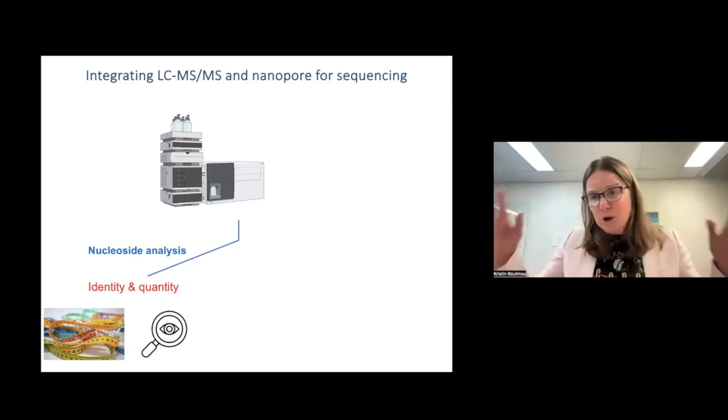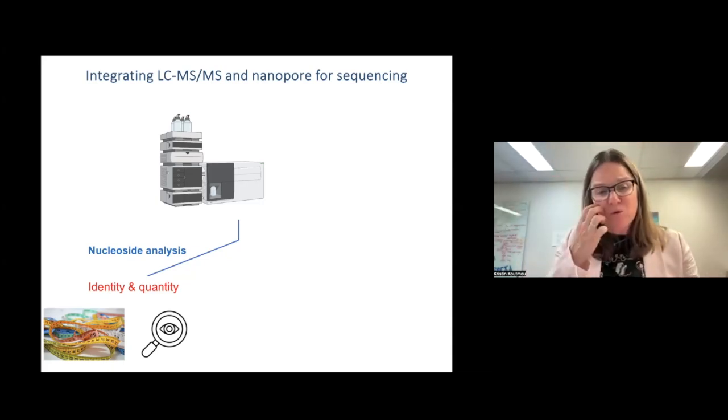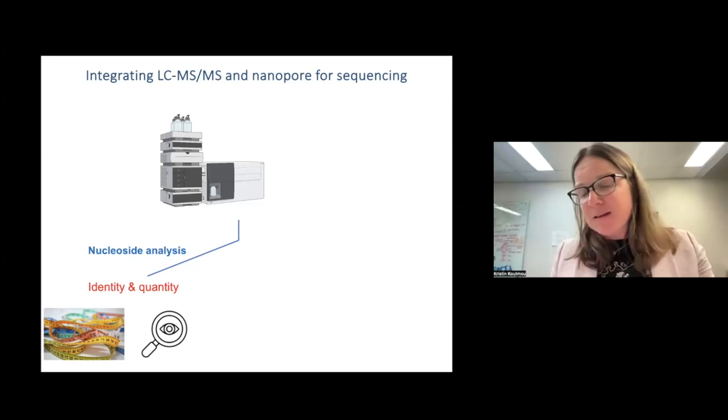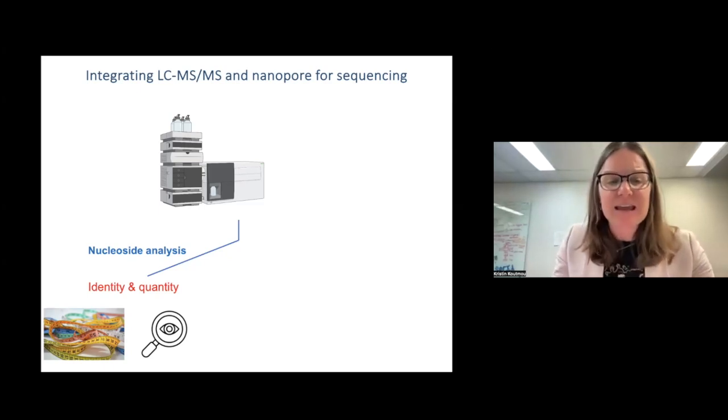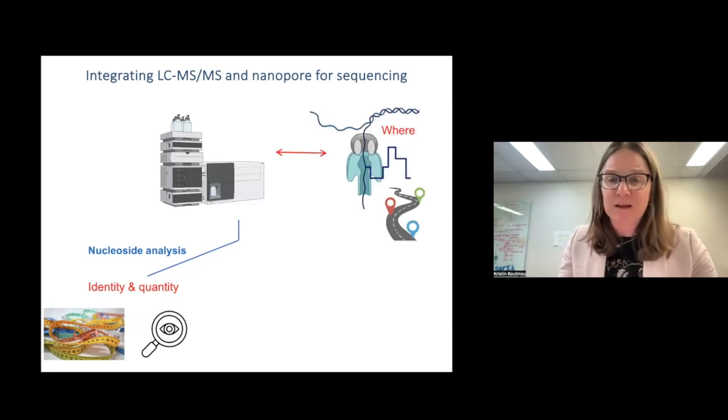In order to do this, we're incorporating a wide variety of information. The first information we're taking is nucleoside analysis, where we're seeing what's in our sample to begin with.